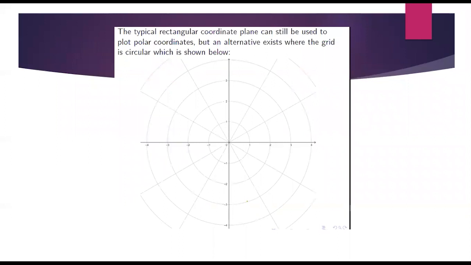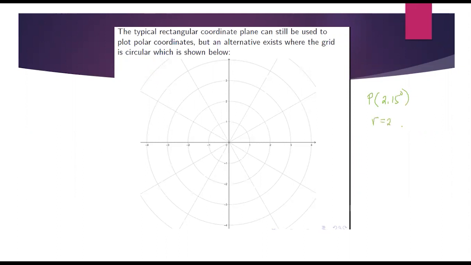And then we can use this grid in order to plot your polar coordinates. Say for instance, we have P with coordinates 2 and 15 degrees. So what is the meaning of this?